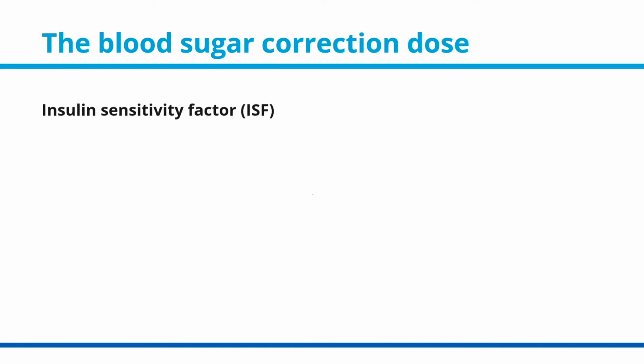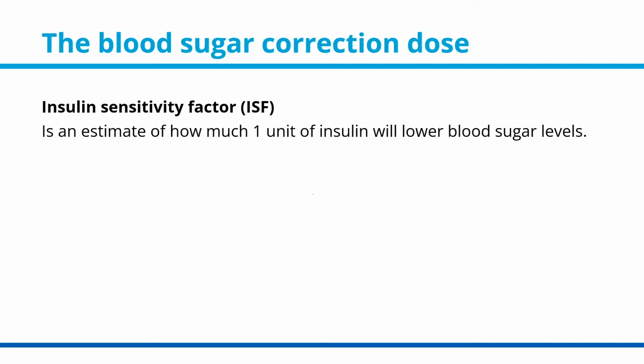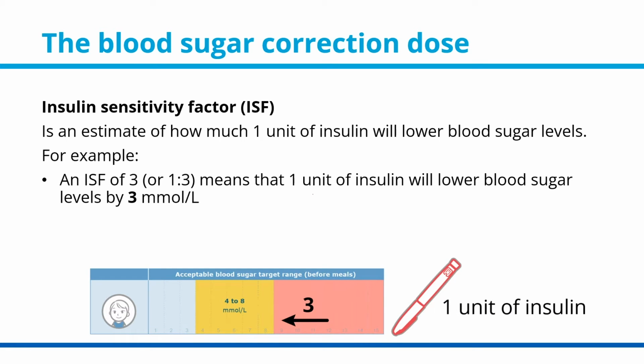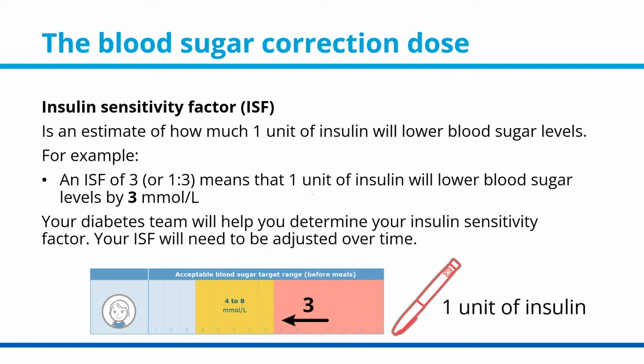An insulin sensitivity factor, or ISF, is an estimate of how much 1 unit of insulin will lower blood sugar levels. For example, an ISF of 3, or 1 to 3, means that 1 unit of insulin will lower blood sugar levels by 3 millimoles per liter. Your diabetes team will help you determine your insulin sensitivity factor, and your ISF will need to be adjusted over time.